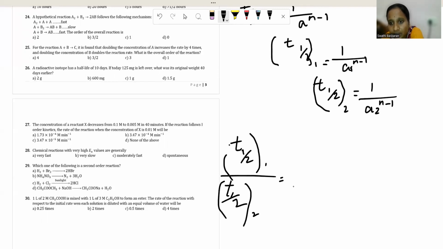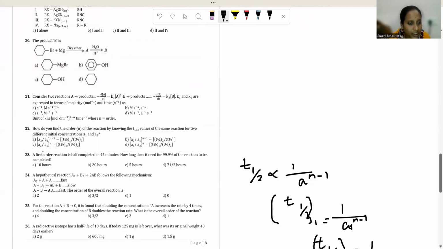This will be equal to A2 divided by A1, in brackets, raised to the power n minus 1. This option is there as option number 1, that is t half 1 divided by t half 2 is equal to A2 by A1 to the power n minus 1. So hence option A would be correct.